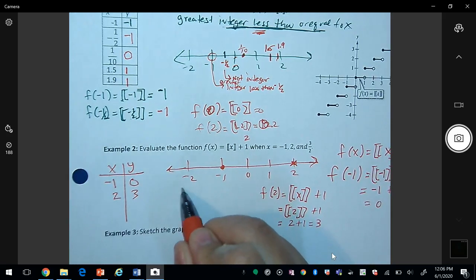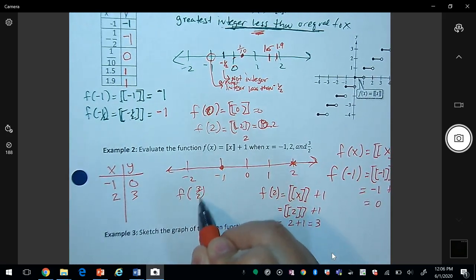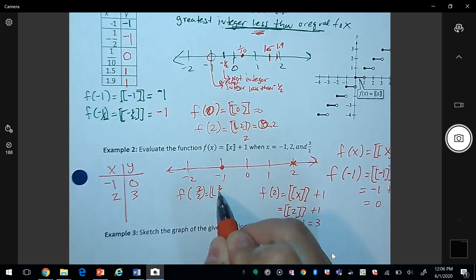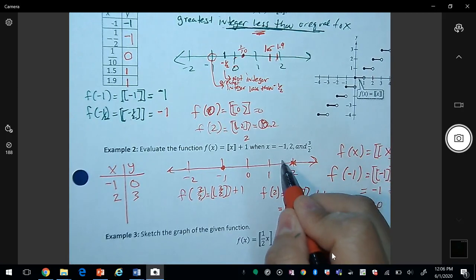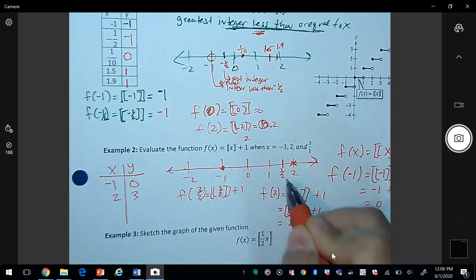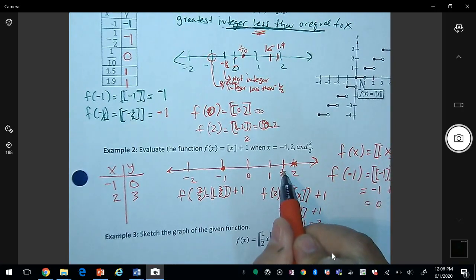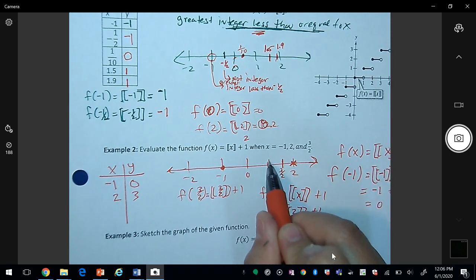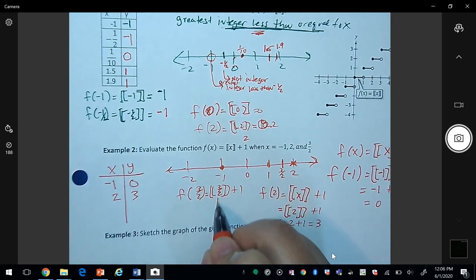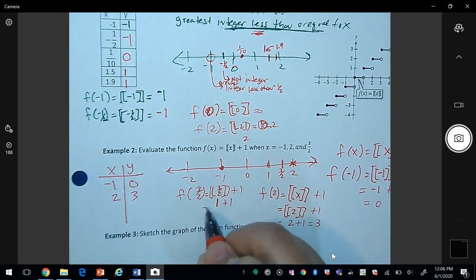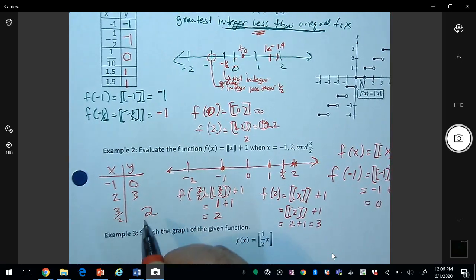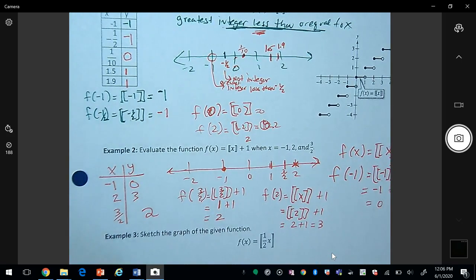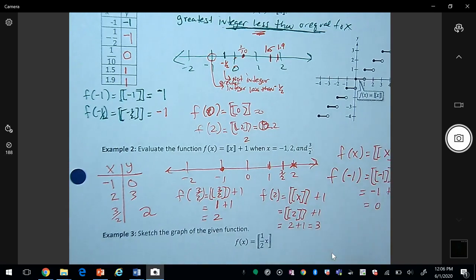And then the last one, f of 3/2. So that 3/2 is 1.5, which is right here. And so that is not an integer. So the greatest integer less than that would be the 1. So this 3/2 comes out as a 1. So we get 2. Okay, so that's how we would evaluate this function.